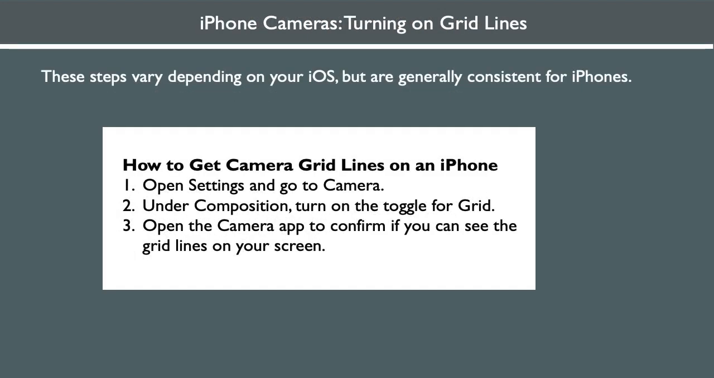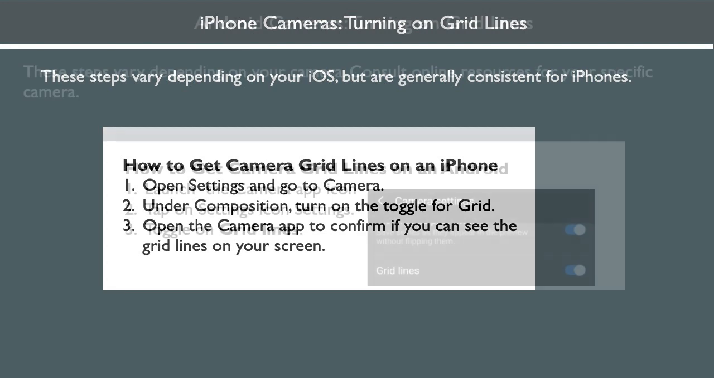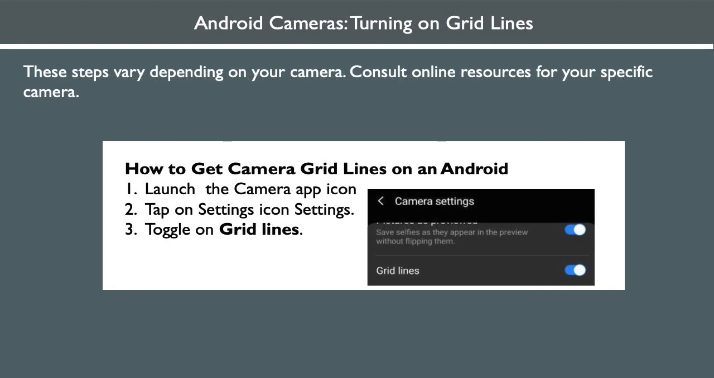The steps for turning on grid lines on an iPhone are shown on screen. The steps for turning on grid lines on Android phones vary depending on your camera. Simple steps are shown on screen. However, consult online resources for your specific camera.